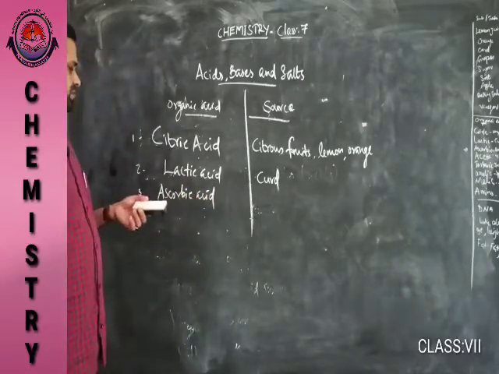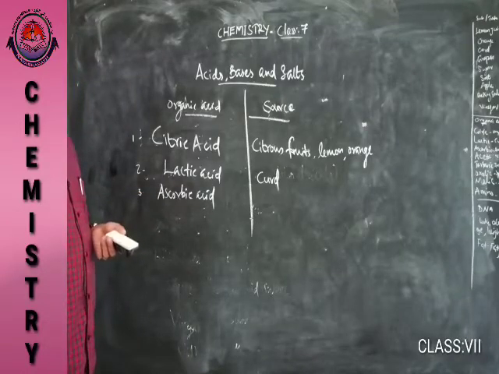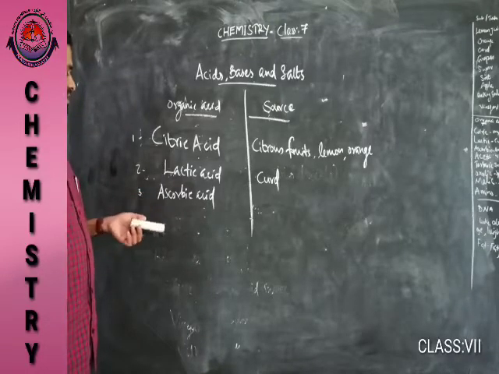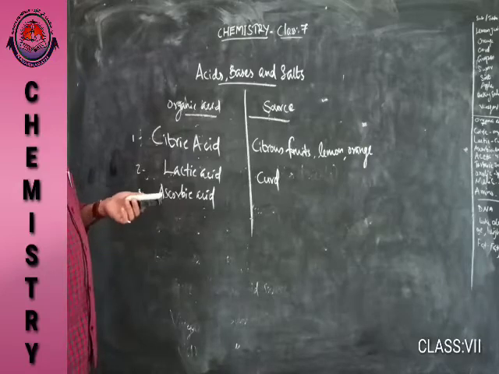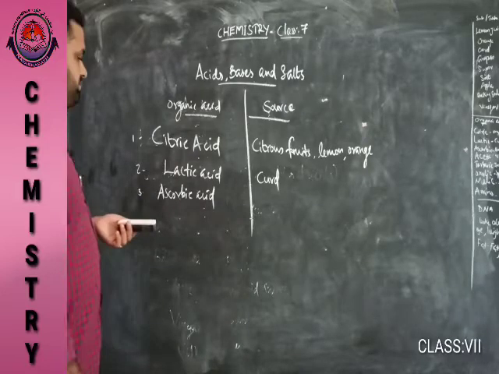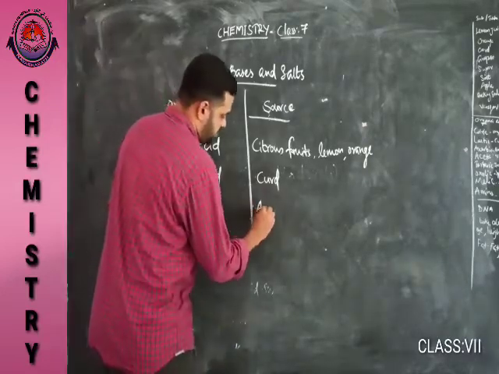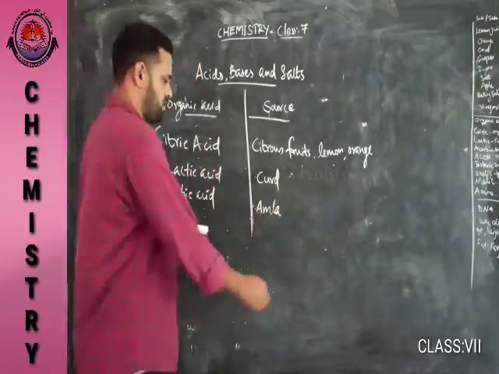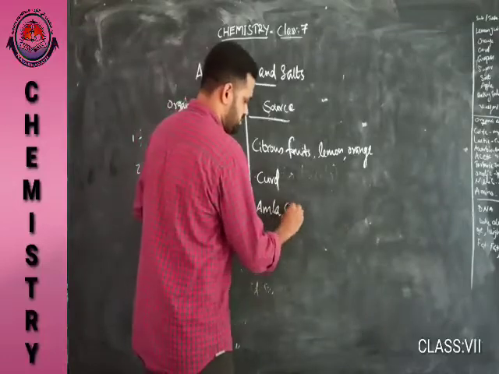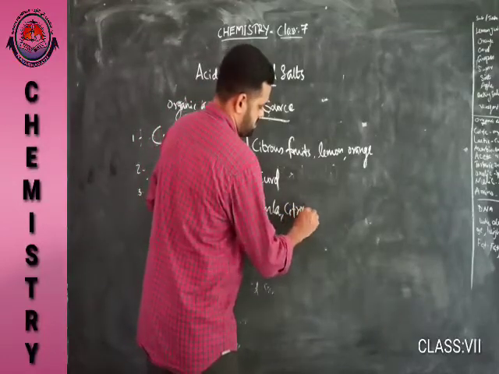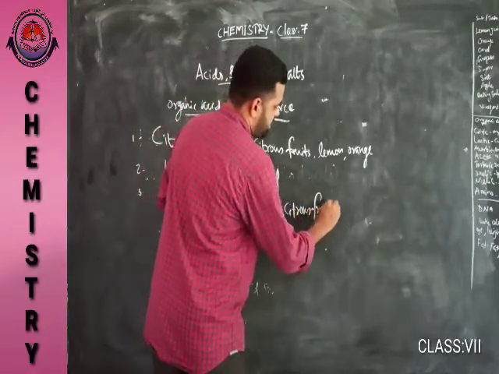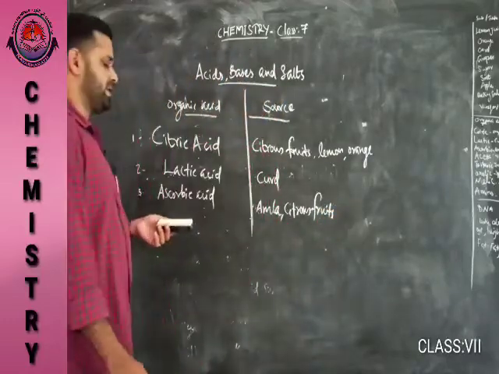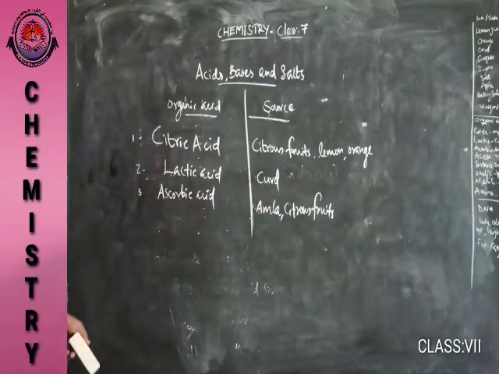The other name of ascorbic acid is vitamin C. Where is ascorbic acid found? Ascorbic acid is found in amla, gooseberry. And citrus fruits also contain ascorbic acid. It is very good for the health.